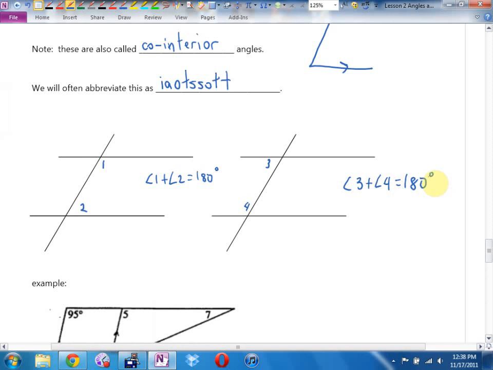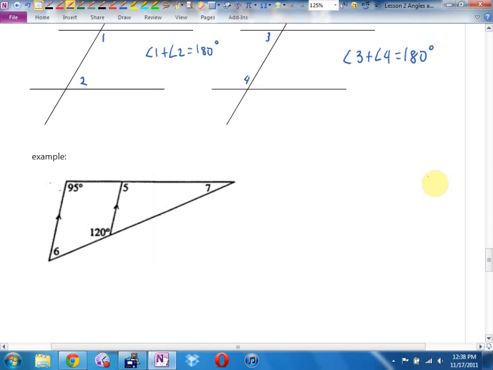Let's look at an example. This one. What angle am I going to find first? Angle 5. So let's write down angle 5 equals. They only gave me two angles. I'm either using the 95 or the 120. Now, you might be tempted to try doing a Z angle, a Z. Is that a proper Z that we're allowed to have? No, because we said the top and bottom have to be parallel. So it's not a Z.